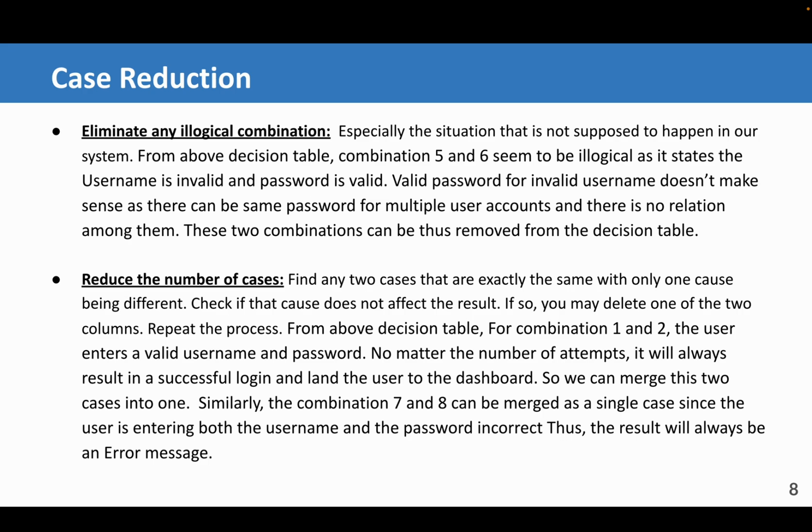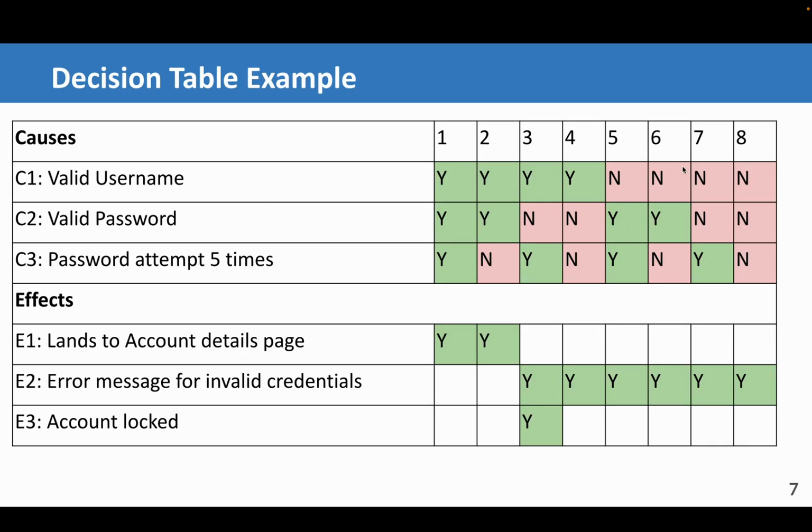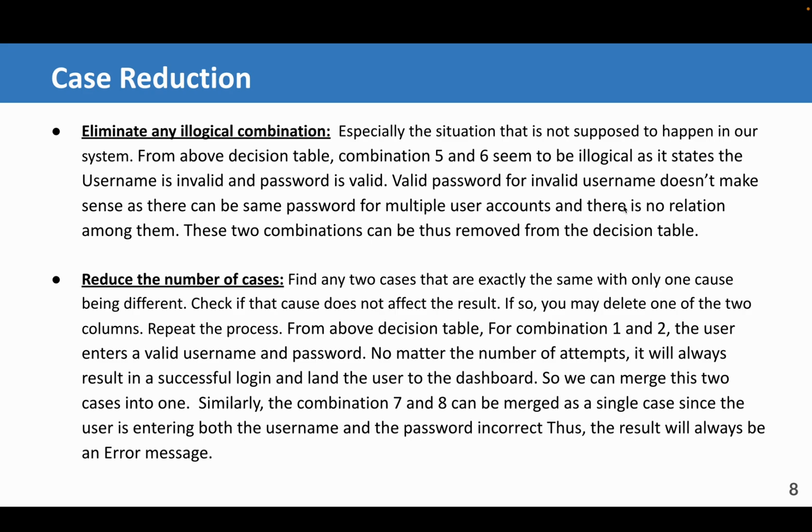So these two combinations can be removed, combinations 5 and 6. You can see that these two combinations say the password is valid but the username is invalid. That's never going to happen in our system. Though a password may accidentally match with some username, we cannot ensure which user tries that password. So combinations 5 and 6 are illogical combinations, and we are going to eliminate them.